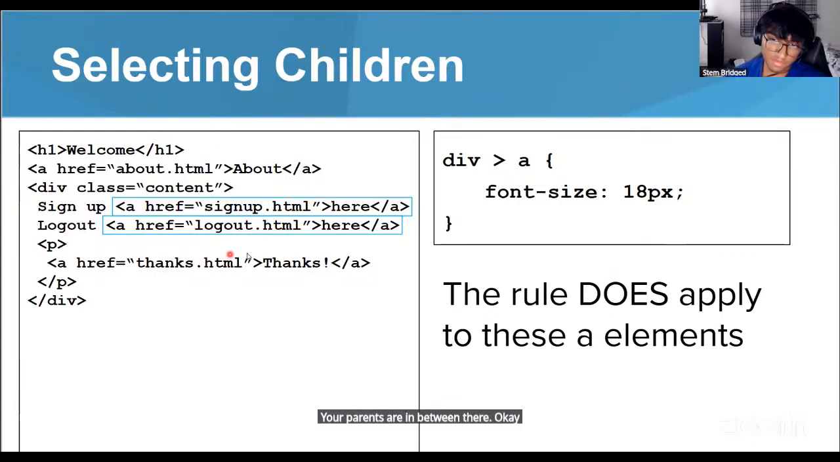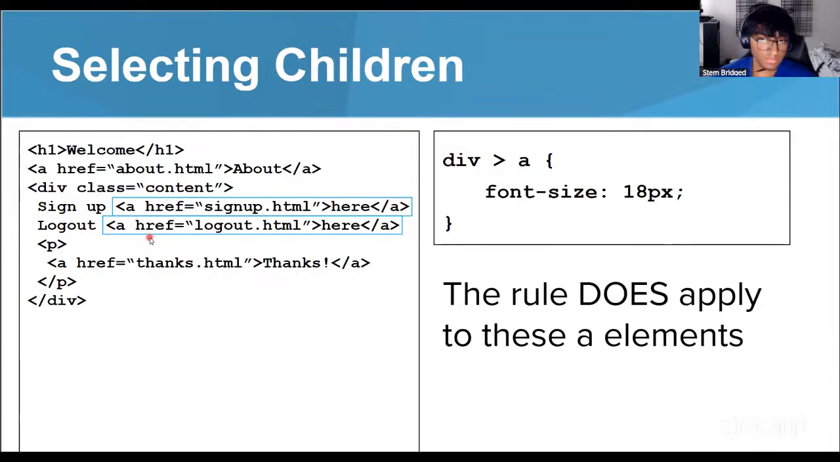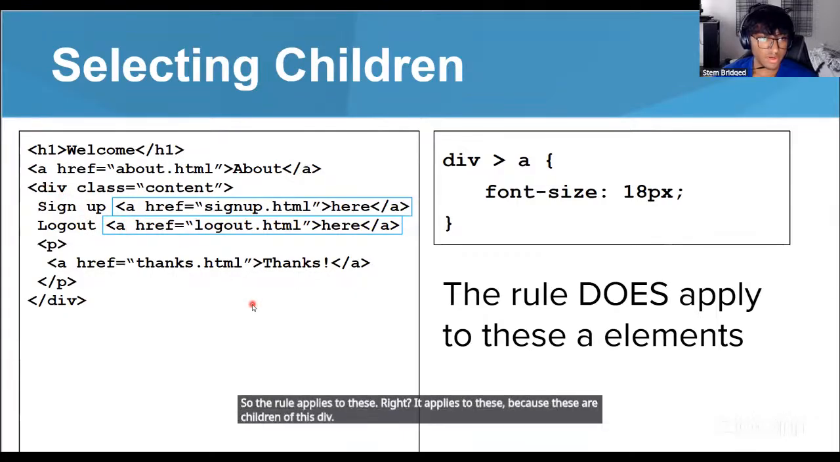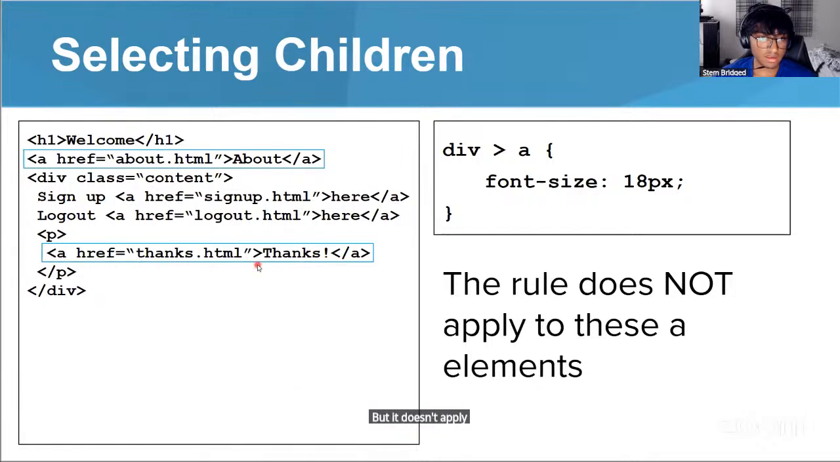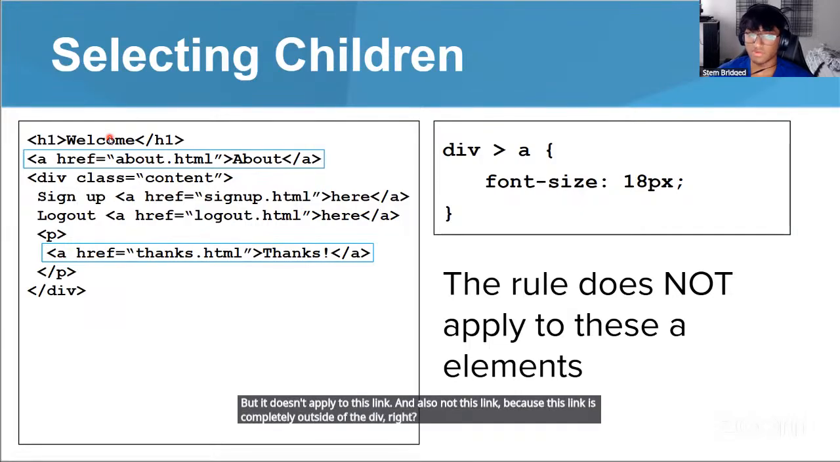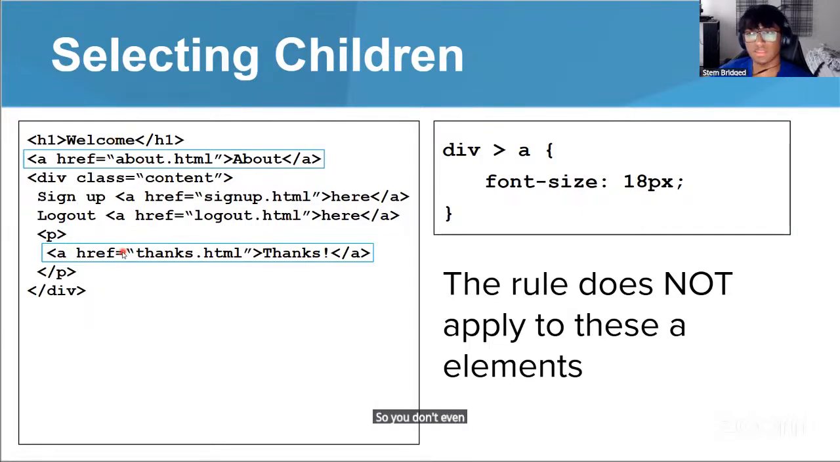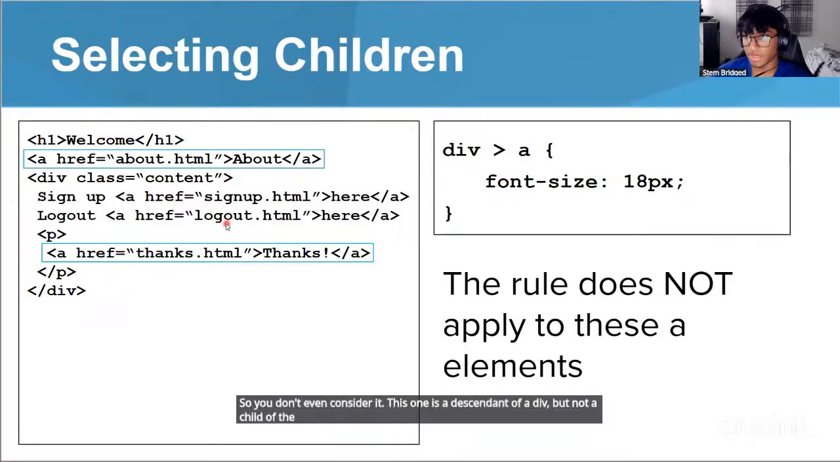Okay. So the rule applies to these, right? It applies to these because these are children of this div, but it doesn't apply to this link and also not this link, because this link is completely outside of the div, right? So you don't even consider it. This one is a descendant of a div, but not a child of the div, so it's not going to apply to that either.